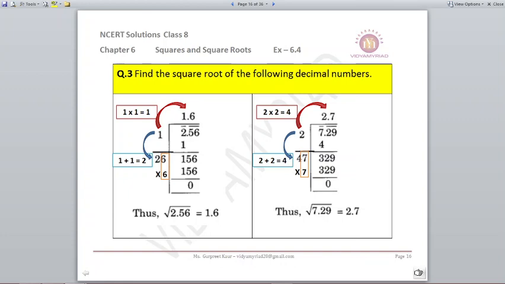Next number is 7.29. So there will be a bar on 7 and there will be a bar on 29. So nearby 7 is 2 into 2, 4. Next step will be 2 plus 2, 4. So 7 minus 4 is 3. Bring down 29, 329. And in the quotient you will put decimal after 2, and then we will decide. Now we want 9, so 7 7s are 49, I can try that. So 47 into 7 is 329, remainder comes as 0. So square root of 7.29 gives me 2.7.